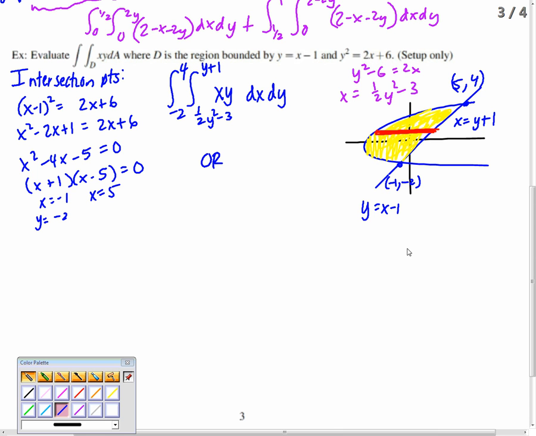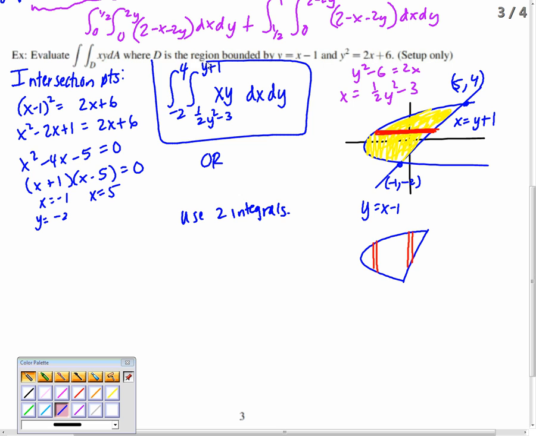Or you could cry your eyes out and do it the hard way. You'd have to subtract the function minus itself, and over here you'd have to do the function minus a line. So you need 2 integrals. That would be pretty. This is the best way to do it.